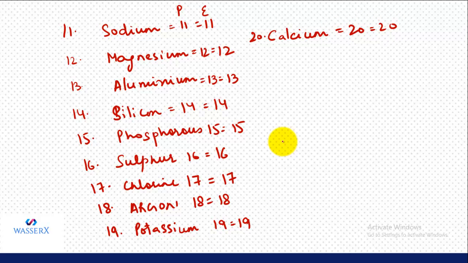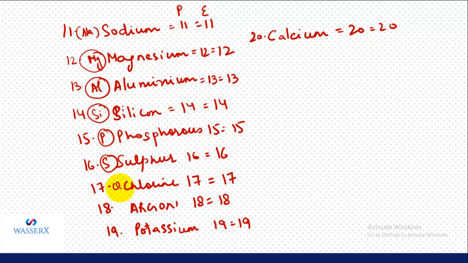Right, and I think you know the symbols, but just for revision's sake, I'm writing. Sodium is Na, magnesium is Mg, aluminium is Al, silicon is Si, phosphorus is P, sulfur is S, Cl is for chlorine, Ar is for argon, K is for potassium, and for calcium it is Ca. So I think you got it, how you're going to find the atomic number, protons and electrons, and how you're going to relate them. So this is all about the atomic number.